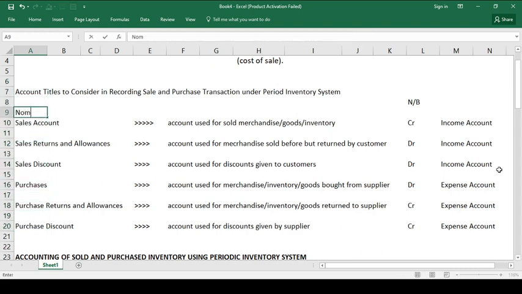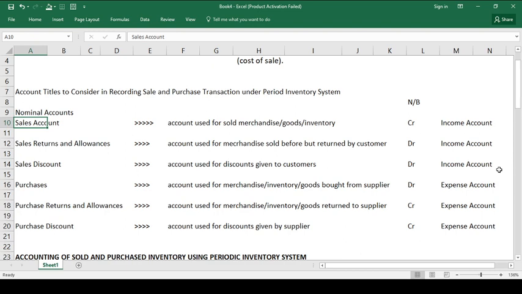Take note, these are nominal accounts. Pag sinabing nominal accounts, these are subject to closing entries later on. Take note, ha? These are nominal accounts. Okay? So related to closing entries of these nominal accounts, I will prepare a separate video for that.